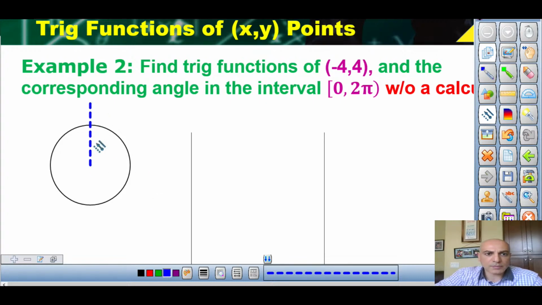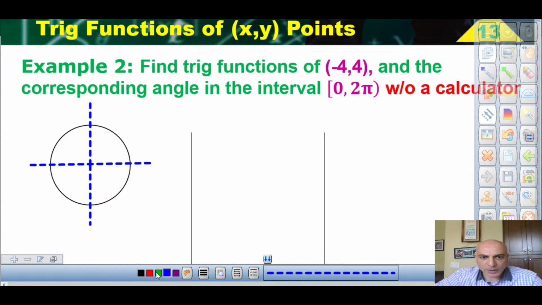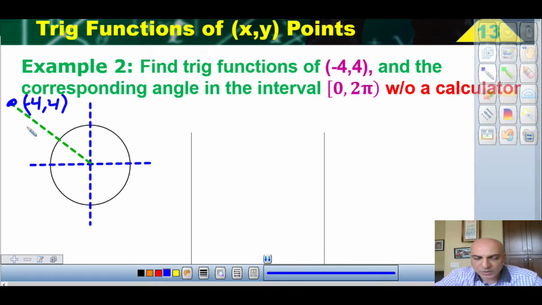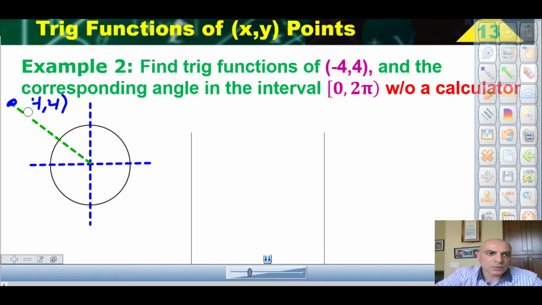So let's say I have this here, and I have this one here, and you just gave me a point that lives somewhere: (-4, 4). Remember, this is a unit circle. This is 1. So (-4, 4) would be somewhere here, really far out. Okay, (-4, 4) lives here somewhere.